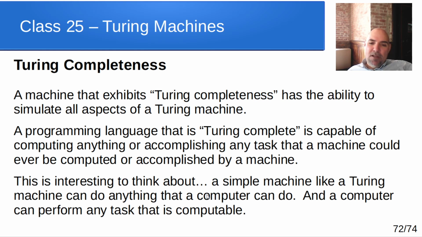The whole concept of Turing completeness is interesting to think about. A simple machine like a Turing machine, which is really simple to understand, can do anything that a computer can do. And a computer can perform any task that is computable, as long as you can show that it's Turing complete, which computer systems are. There's some power behind understanding that. What Turing did when he created these things was help define the limits of computation in a formal way, to say this is something that can be computed, this is something that cannot, and you can actually prove certain things.